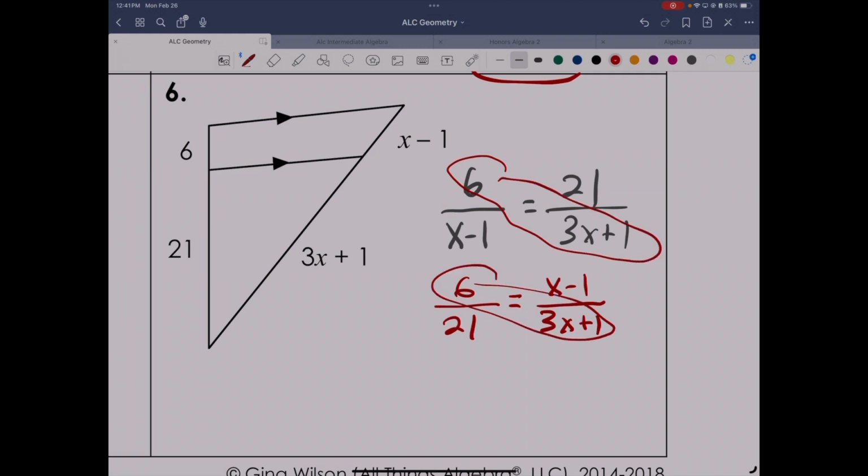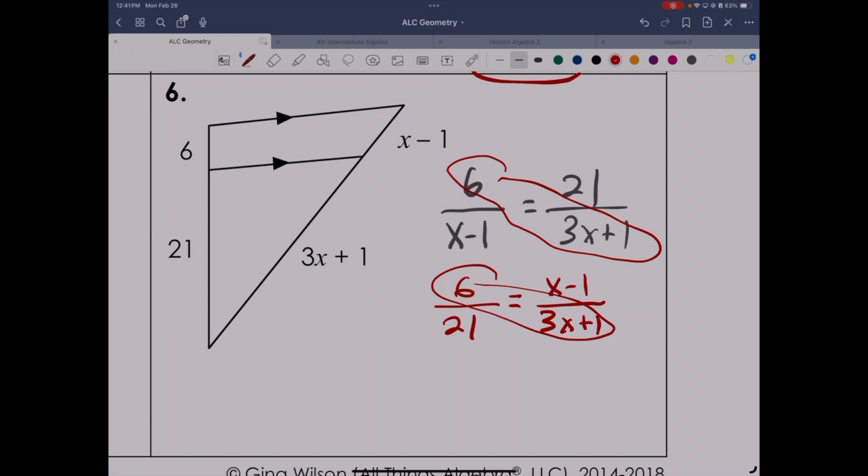Did anybody put 21 on the top? Nobody put 21 on the top? If I would have gone 21 over 6 and 3x plus 1 over x minus 1, see how the cross products are always the same? As long as you're consistent with what you do, you're going to be okay. That's kind of the nice thing about this stuff: as long as you do what's proportional, you're going to be all right.